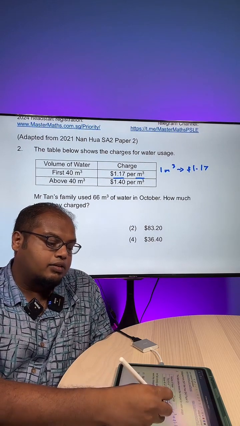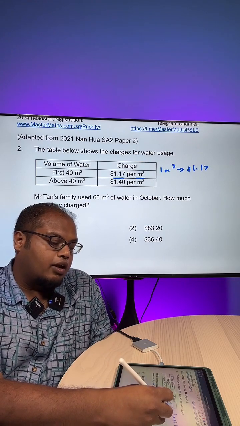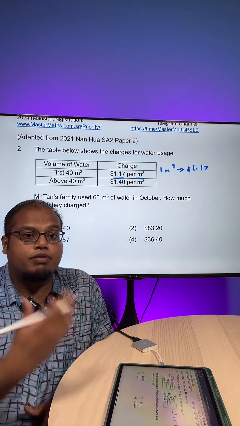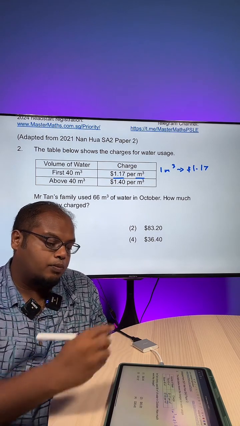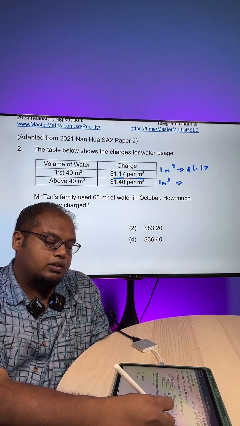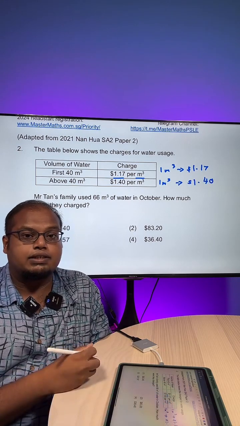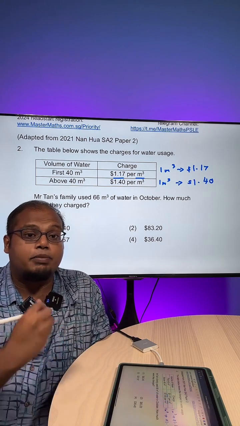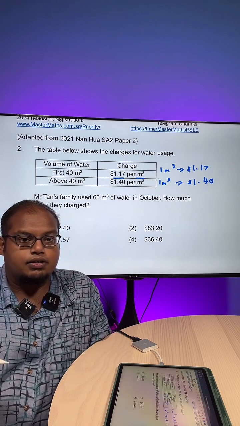And then for above 40 meter cube, what do they mean by above 40 meter cube? The remaining amount after you take away 40 meter cube. Here, 1 meter cube is $1.40 per meter cube. Per meter cube means every 1 meter cube is that price.